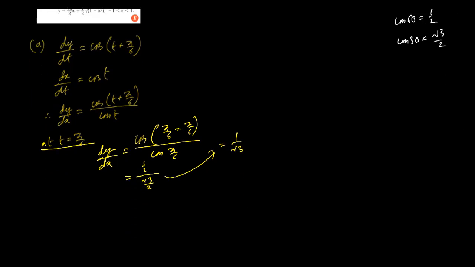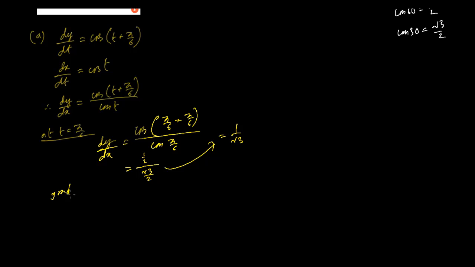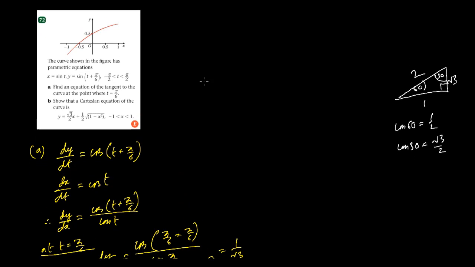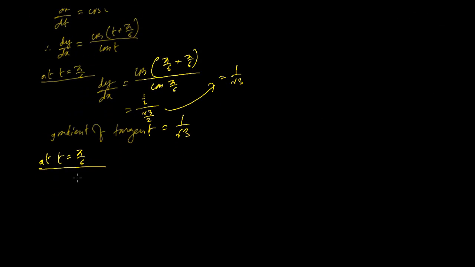So if the gradient of the curve is 1 by root 3, the gradient of the tangent equals the same, 1 by root 3. Now we need the point. So at t equals pi by 6, we can write x equals sine pi by 6. Pi by 6 is 30 degrees, sine 30 degrees is half.